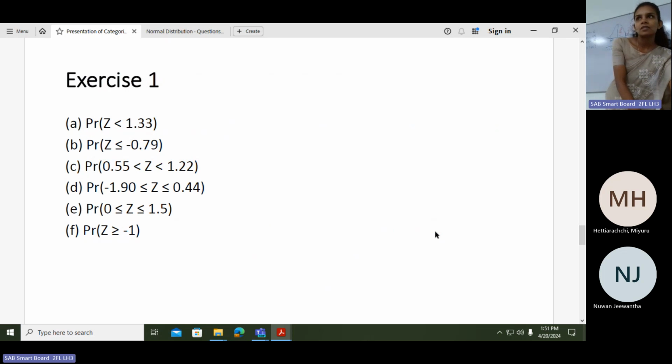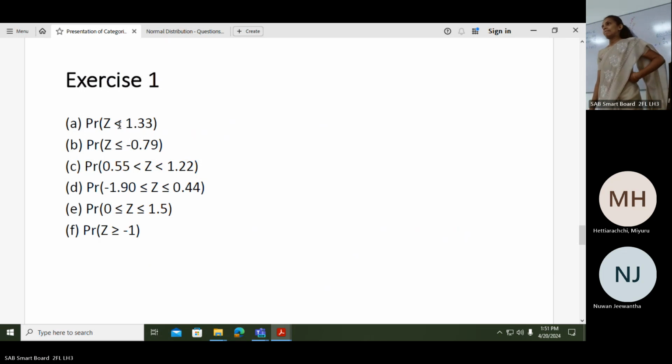Then we do this exercise number 1. This question gives all the z values, and you want to find out the probability value. No need to convert. The question is given the z value. Then using the z table, you want to find out the probability value.